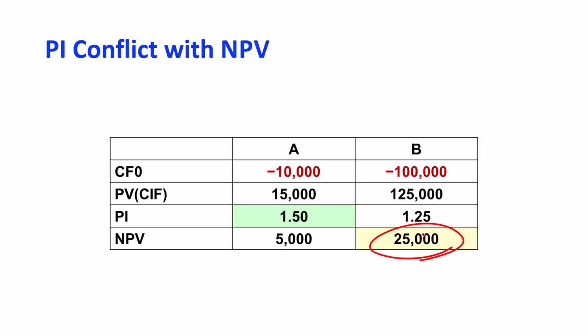So similar to the conflicts with IRR, whenever there is a conflict between NPV and profitability index, we tend to side with NPV.